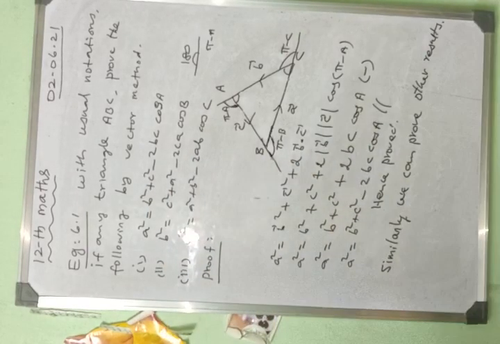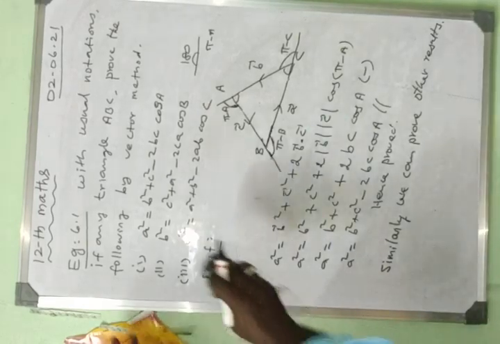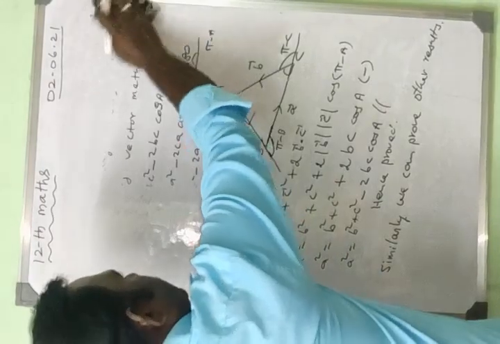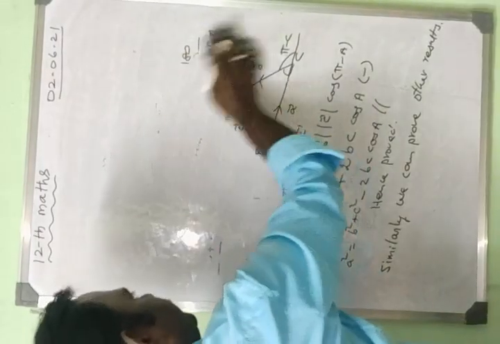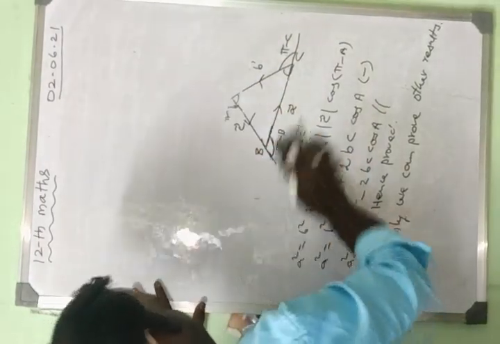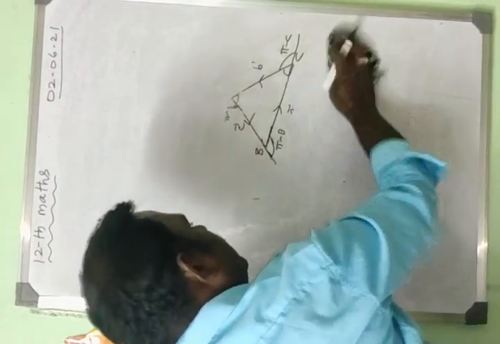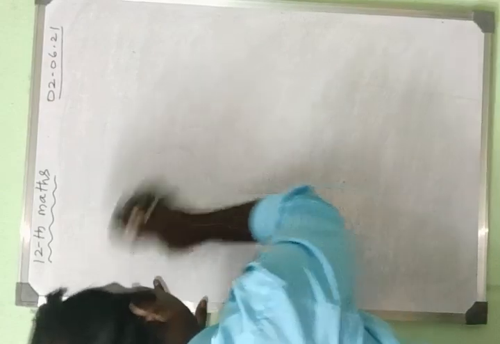Okay, next example sum 6.2. This is the cosine formula, don't forget. Very, very important sums, 3 mark sums. Very easy proof. Do it properly. Next example.